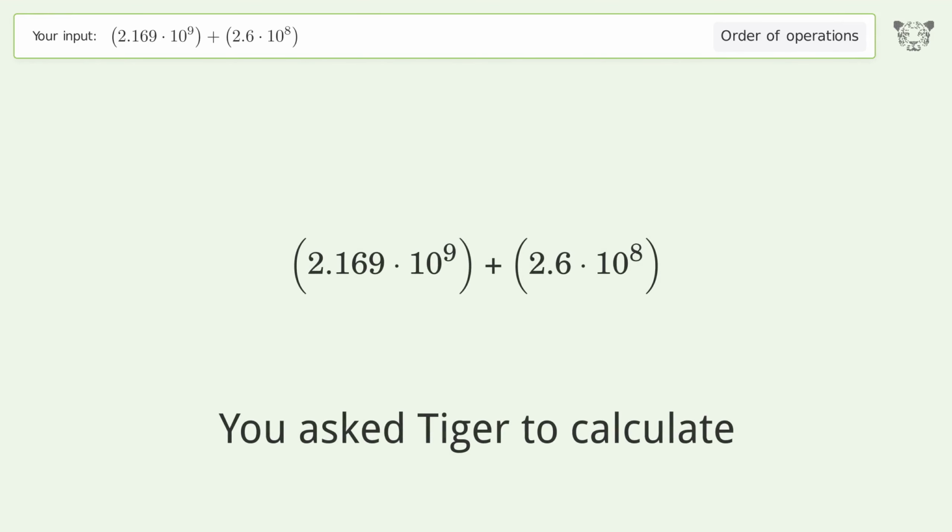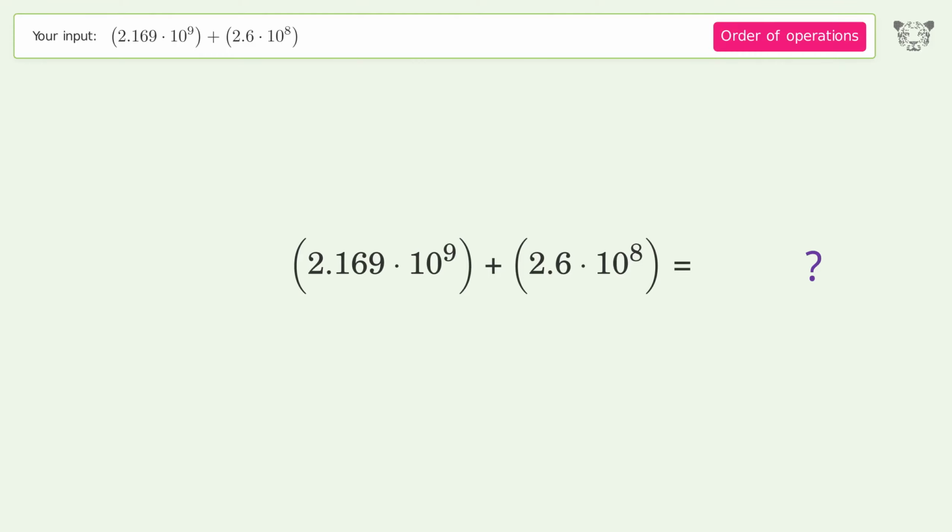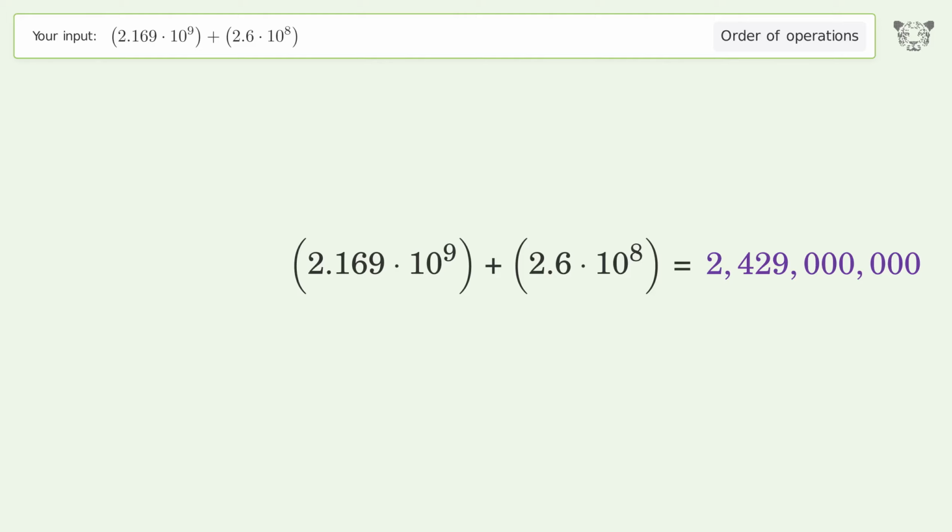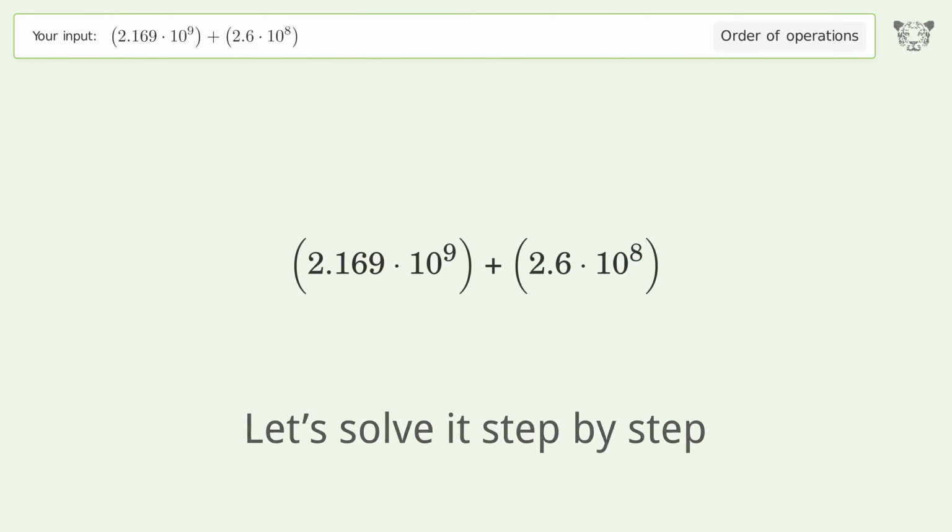You ask Tiger to calculate. This deals with the order of operations. The final result is 2,429,000,000. Let's solve it step by step.